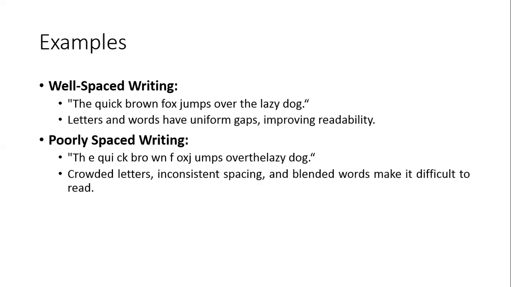So well-spaced writing: the quick brown fox jumps over the lazy dog. This is the well-spaced writing. So one O, alphabet O space should be given. Poorly spaced writing means the quick brown fox jumps over the lazy dog written crowded. It is crowded, clumsy, and inconsistent. So this is uneven spacing.